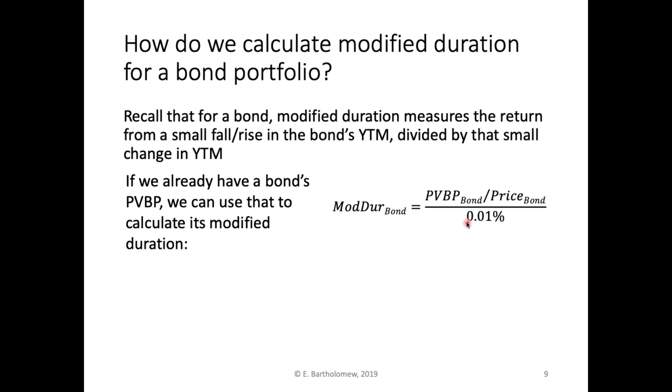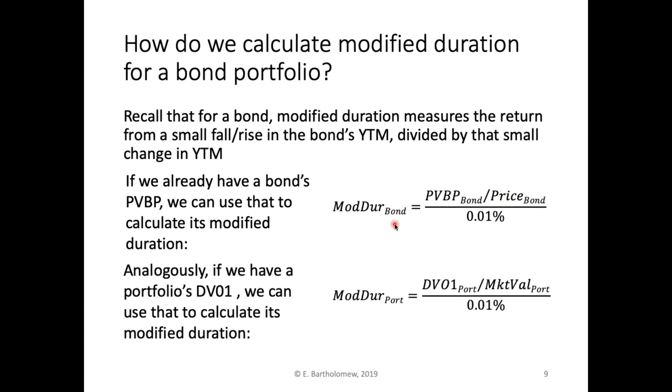The way we did it in the first tutorial on interest rate sensitivity is shown here. We previously calculated the PVBP of the bond, and we used that to estimate the return by dividing it by the price of the bond for a small 1 basis point move. And then we divided that return by the move itself. So we get a ratio of the return on the bond to the move. And that's our modified duration for a bond.